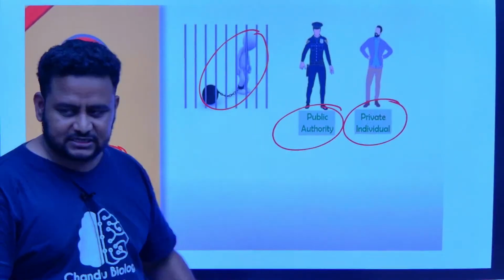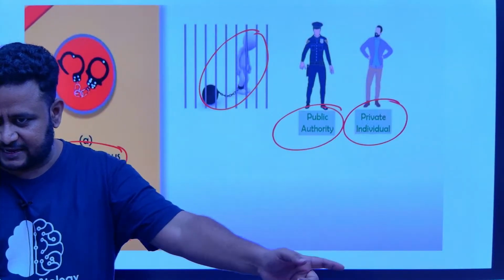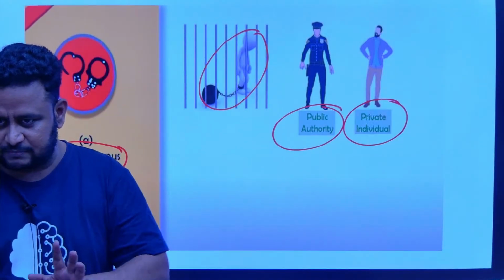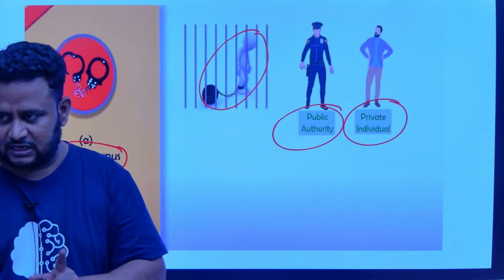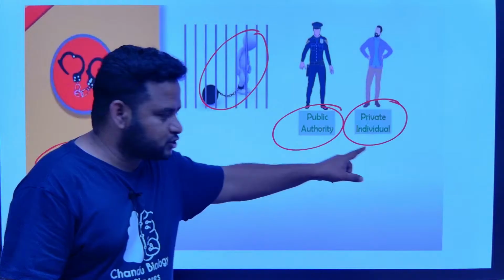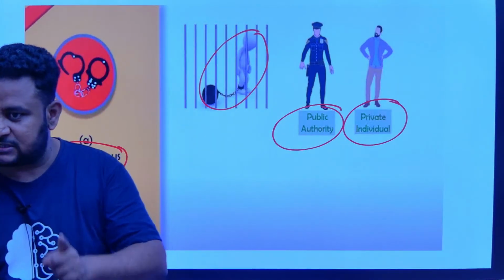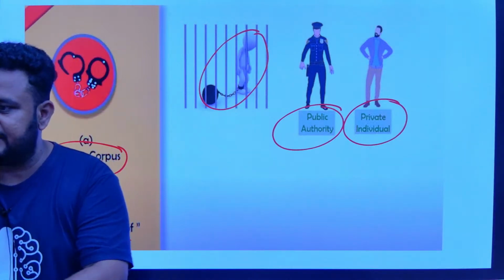They will say that you are this kind of person, you have taken such a person A, and within these many hours you have to produce them before the court. Like this the court will issue the writ. So against a private individual also, against a public authority also. This you have to remember: habeas corpus, against public authority also, against private individual also.